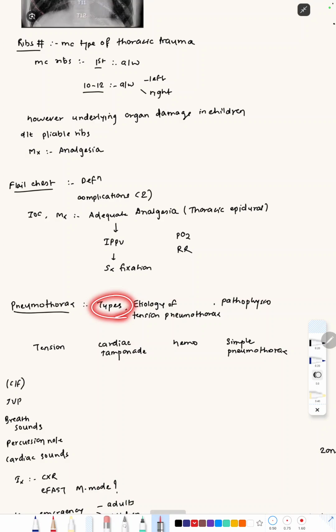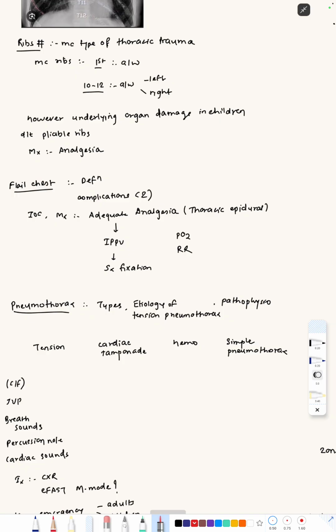Pneumothorax. Now, what are the types of pneumothorax? There are two types: the first is simple pneumothorax and the other is tension pneumothorax. Etiology of tension pneumothorax is tracheobronchial injury, then large pulmonary laceration, and then a penetrating wound. The pathophysiology is that when a penetrating wound is present, that is a stab injury, this wound acts as a one-way valve.